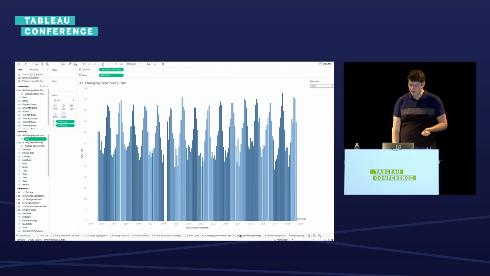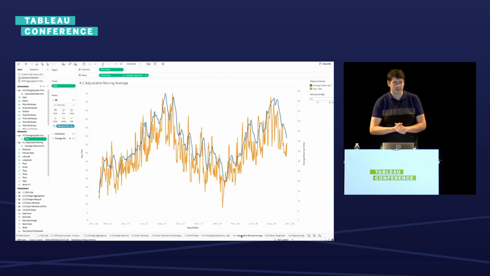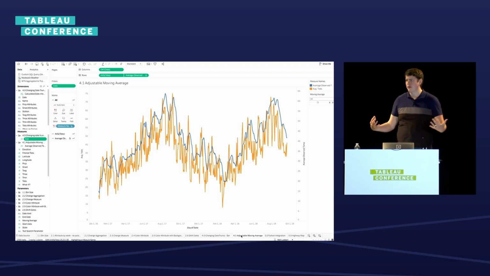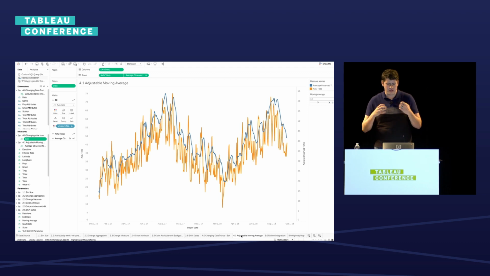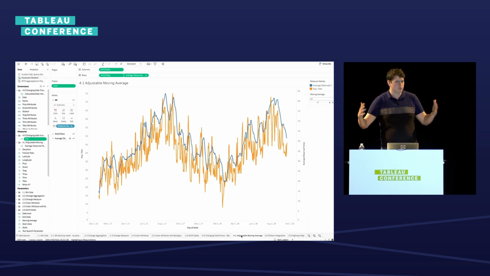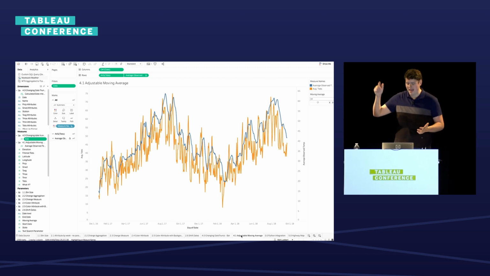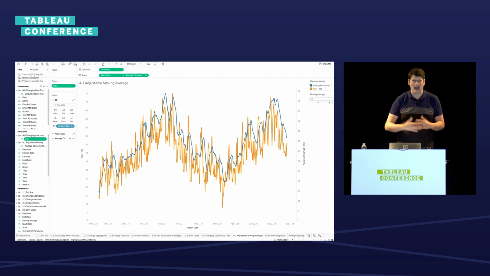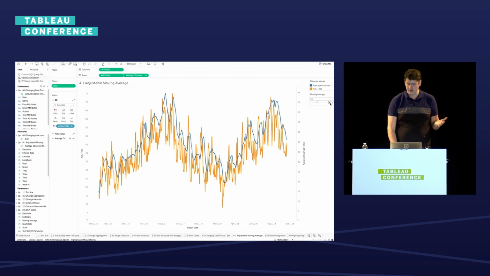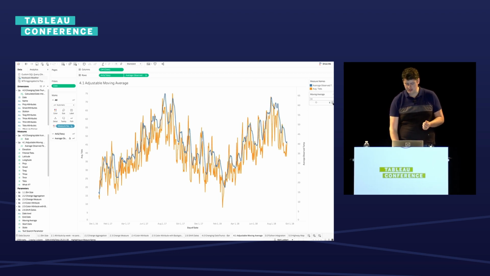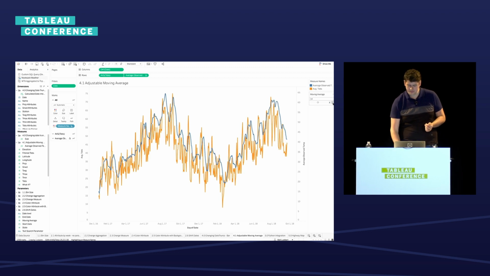Another thing that people frequently like to do with dates is moving averages. This is a really powerful tool for a lot of different industries. It lets you smooth out the data over time. And the wider the window of your moving average, the more smooth the data is. If you shrink the window, you see more of the jaggedness in the data. And you can control how smooth or how jagged your data is using a parameter. As I shrink the window of my moving average, I see more jagged data. If I increase the window of my moving average, I see the data smooth out.